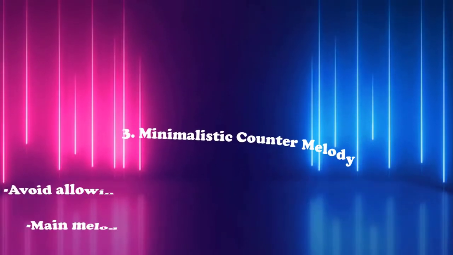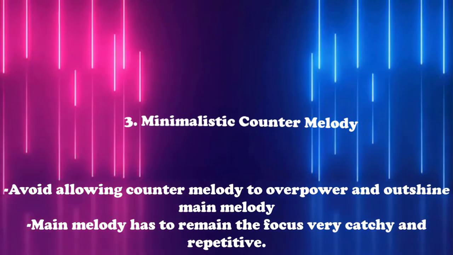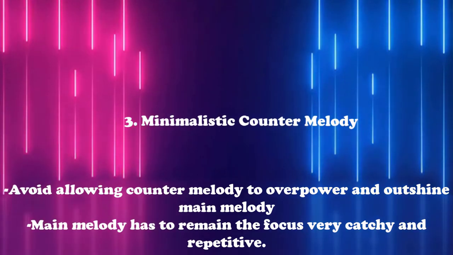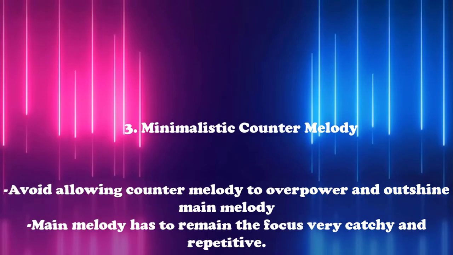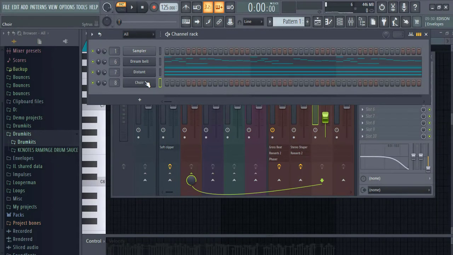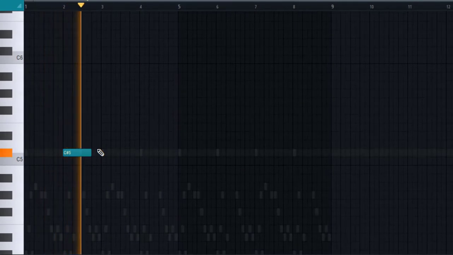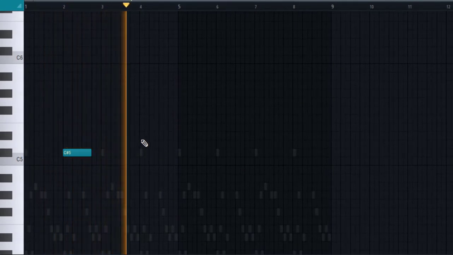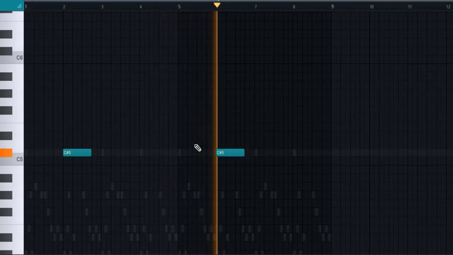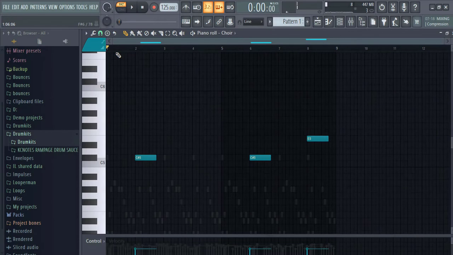Since the main melody is kind of like a run and it's pretty complex and repetitive, you don't want to make something repetitive and complex again to clash with the main melody. So now for your counter, I'm gonna go ahead and use a choir just to throw a little extras around and bring the whole feel together. Let's go ahead and do that. Something as simple as this can make a huge difference.